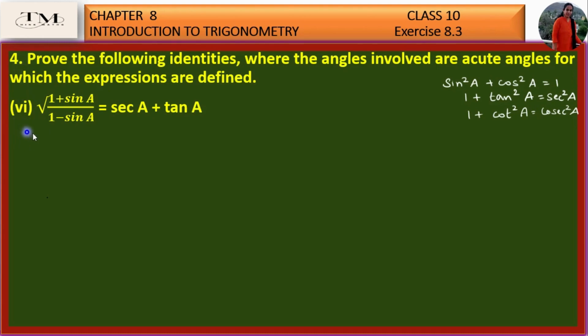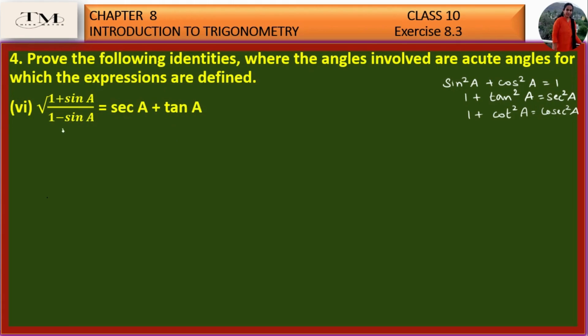Problem 6 is: square root of (1 plus sin A divided by 1 minus sin A) equals secant A plus tan A. We have to prove the identity. To prove identities, we can take LHS and get the answer of RHS. If you don't get it, we have to simplify LHS as well as RHS, and both their answers should be the same. First let us take LHS and check whether we can get RHS or not.